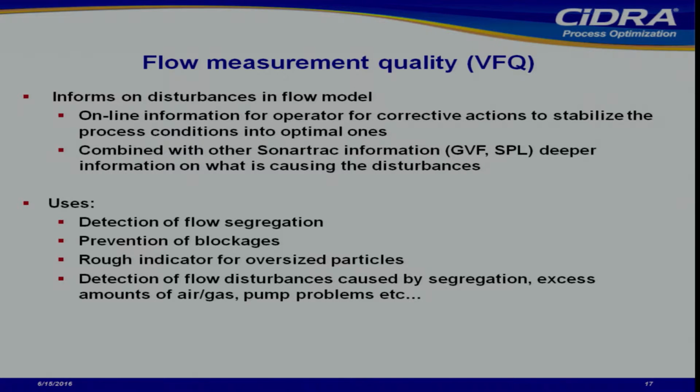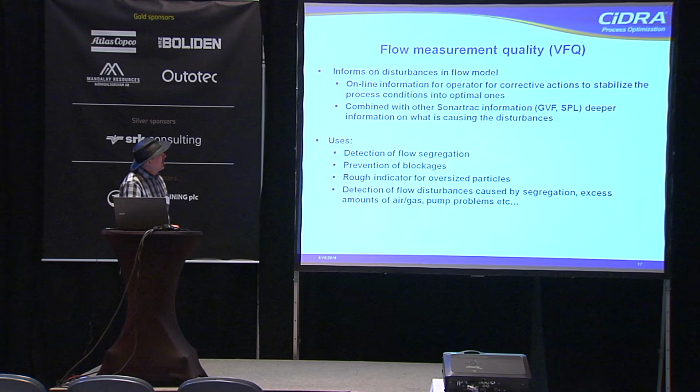So this flow measurement quality information is available for the customer as a direct current output or Profibus signal or whatever. And it gives online information for the operator when there are disturbances in the flow in your process. And the operator can do immediate corrective actions.